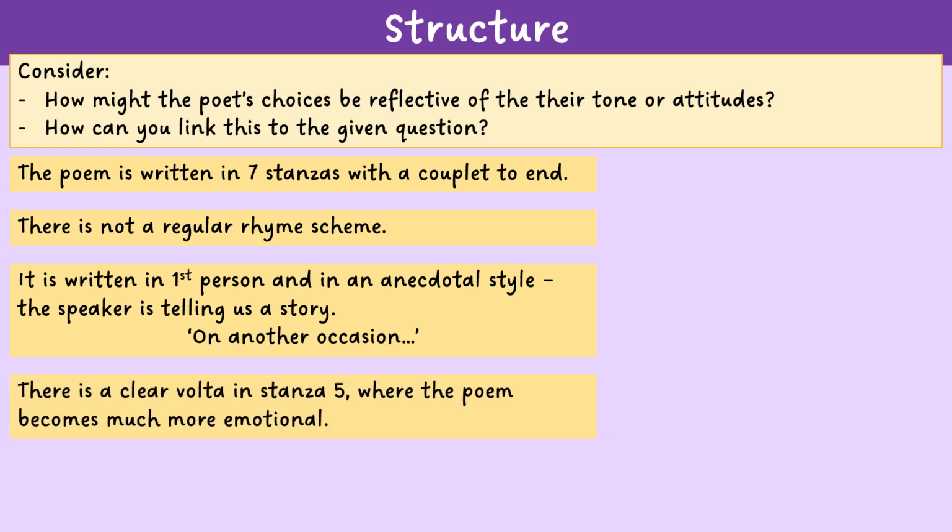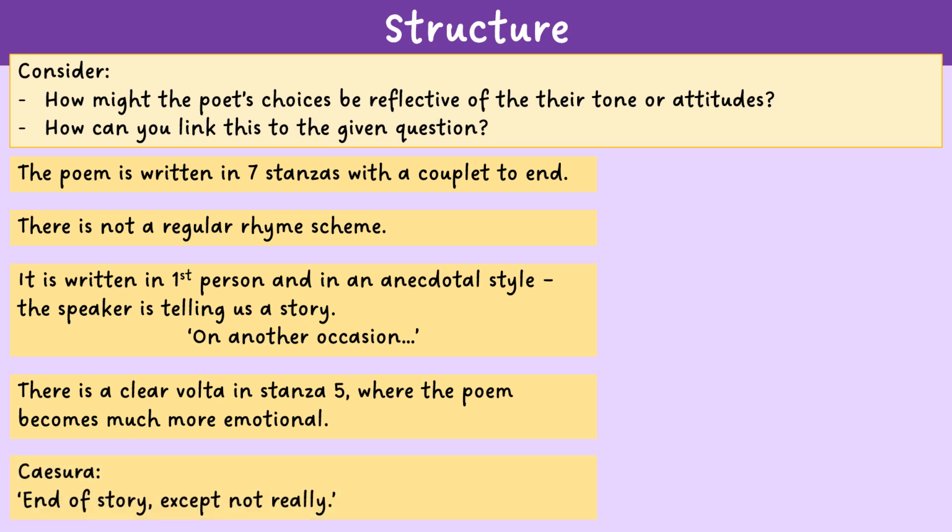This soon changes, however, in stanza 5, where there is a clear shift in tone. The volta used here forces the poem to become a lot more emotional, as we see the speaker is plagued by his actions. He clearly becomes angrier and reveals the effects of PTSD or post-traumatic stress disorder as he continues to describe how he cannot escape from this torment.